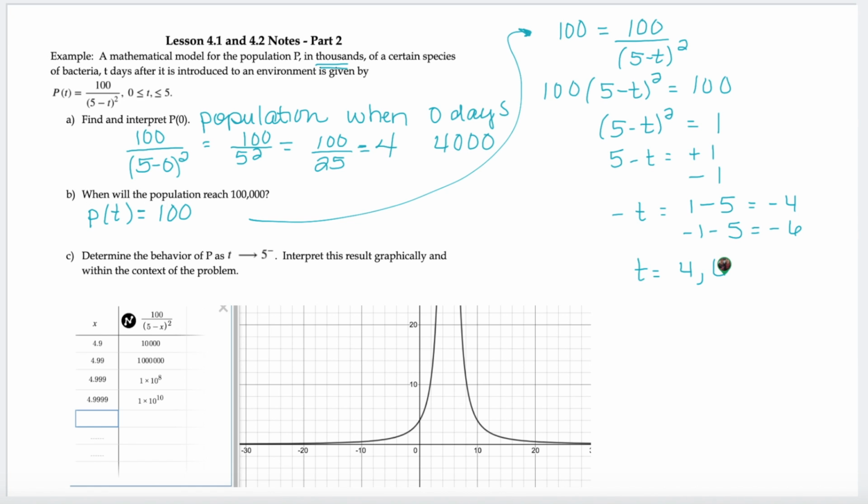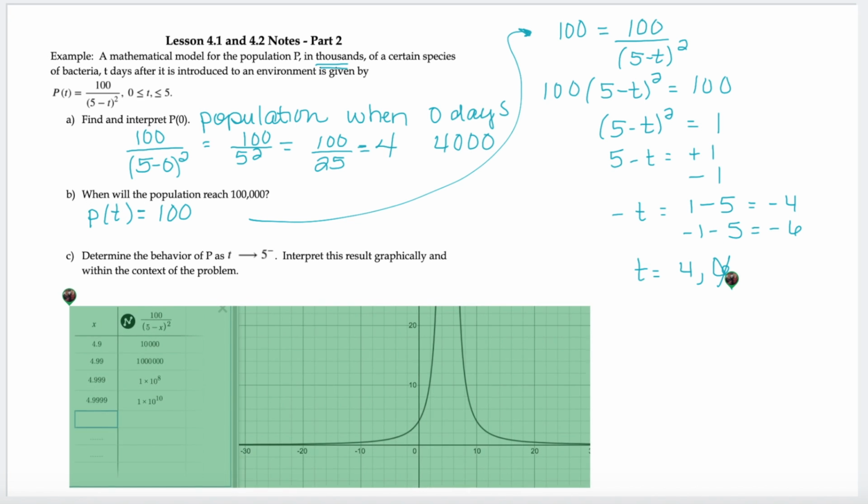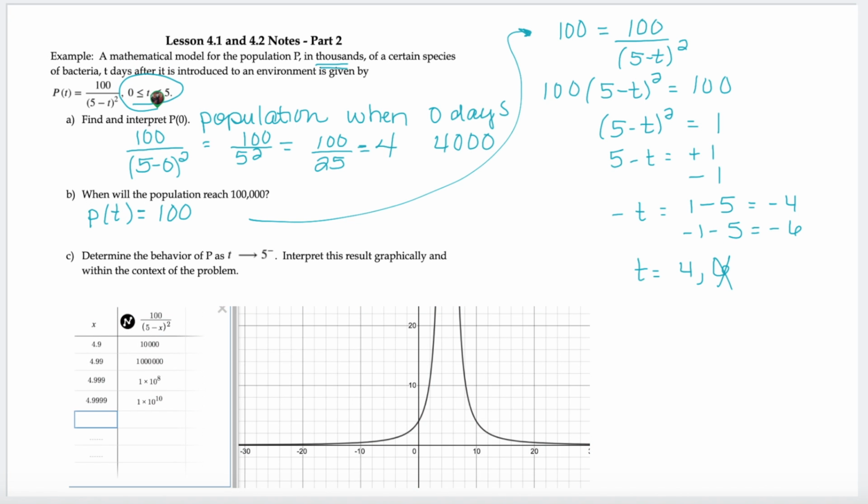Notice that when I have 4 and 6, one of these is not in our domain, specifically 6. 6 is not in our domain of between 0 and 5. So the answer would need to be 4. This tells me it takes 4 days then for the population of bacteria to reach 100,000.